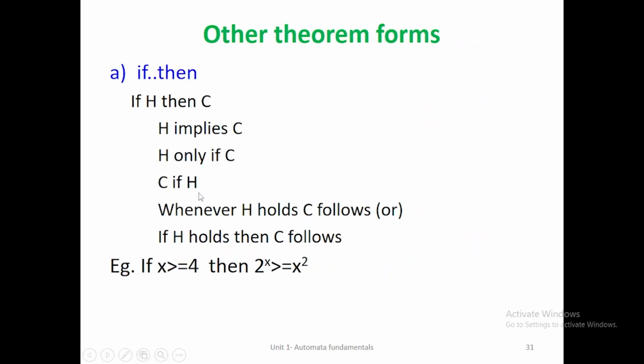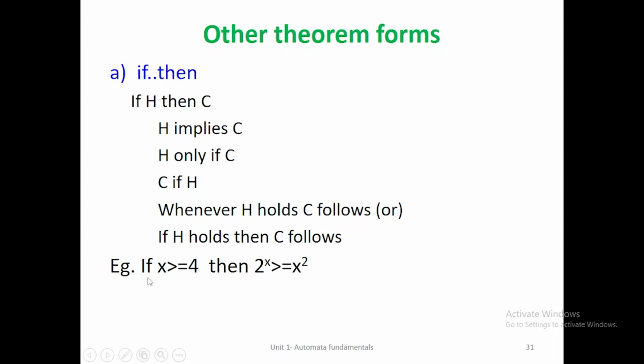And the third part is the if-then format. That is, what are the other possible ways of writing the if H then C form. So instead of writing if H then C, we can write the sentence as H implies C, H only if C, C if H, whenever H holds C follows, or if H holds then C follows. In these 5 different ways, we can write the statement.